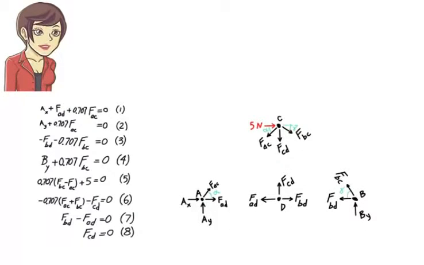I am going to scan the joint free body diagrams looking for 2 types of joints. 1. A joint with only 2 unknown forces. Because if such a joint exists, then the 2 forces can be calculated directly using the joint's equilibrium equations. Or 2. A joint having exactly 1 unknown force in either x or y direction. Found one. Joint D has only 1 unknown force in the y direction. Therefore, using equation 8, I can solve for FCD. FCD equals 0.